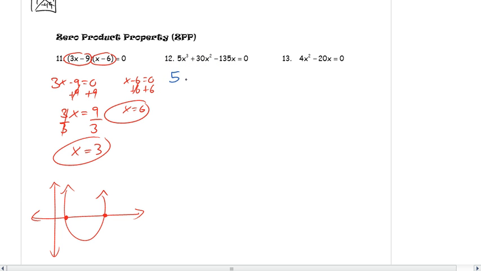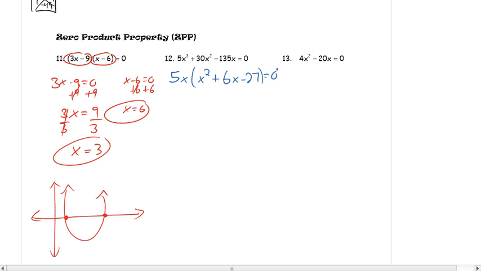I can take out a 5. Take out the biggest variable you can. I can take out an x. 5x times what gives me 5x cubed? That would be x squared. Remember, you can check your work backwards. Plus 5x times what gives me 30x squared? It would be 6x. 5x times what gives me negative 135? Let's see, that would be negative 27. And there's no x, because 5x times negative 27 would give me negative 135x. And then we can go ahead and set it equal to 0.